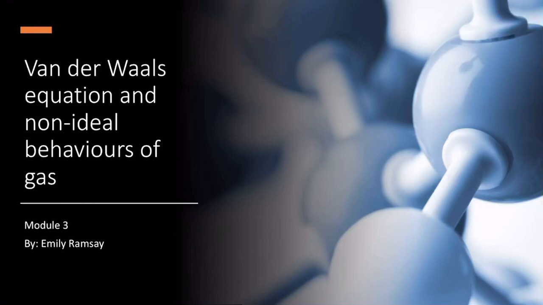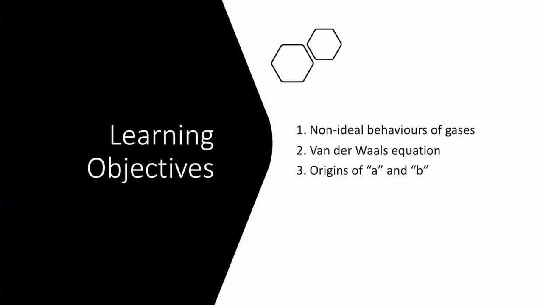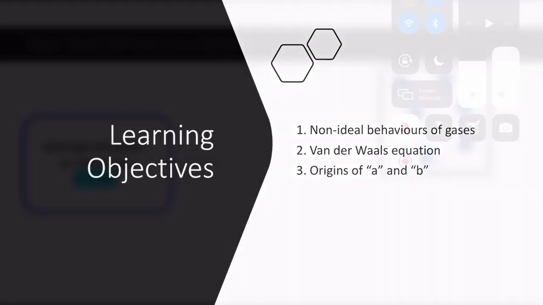In this presentation, we will focus on the van der Waals equation and the non-ideal behaviors of gas. There are three main learning objectives today. The first is to understand what non-ideal behaviors of gases are. The second is to know the van der Waals equation. And the third is to go more in depth and explain the origins of A and B. If you do not understand these concepts during the slides, I will be explaining them on the last slide.